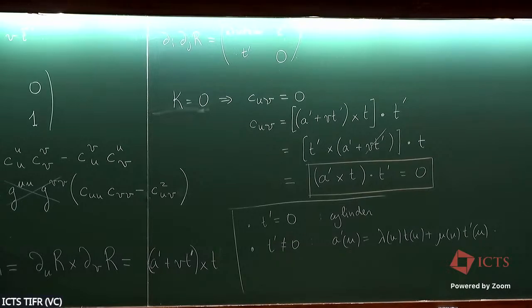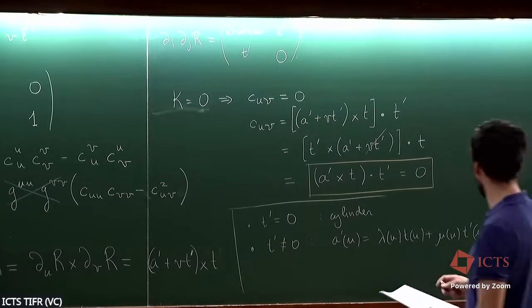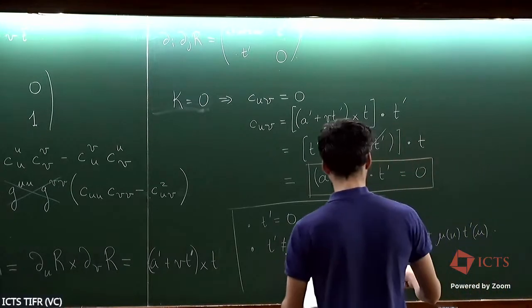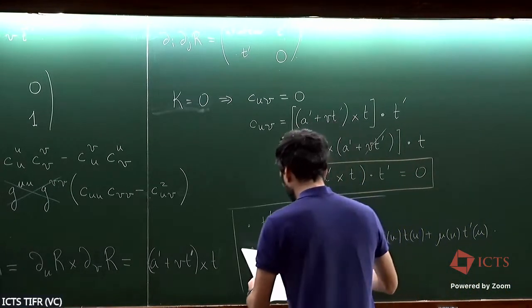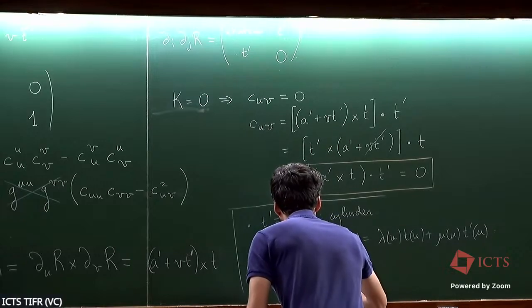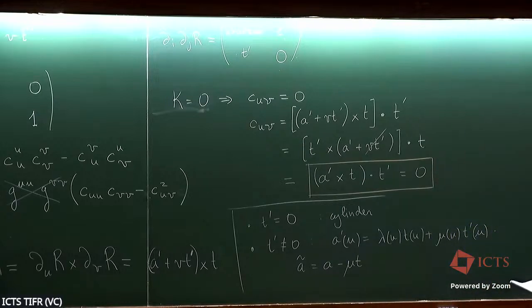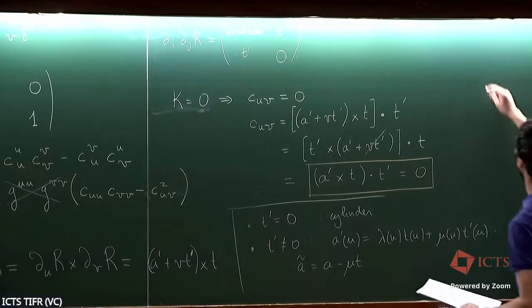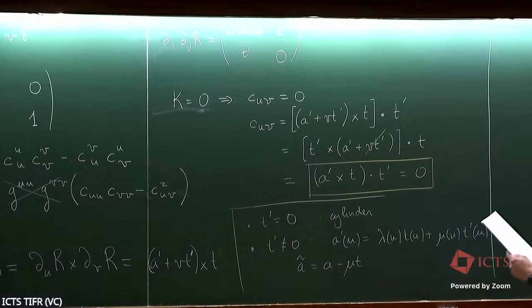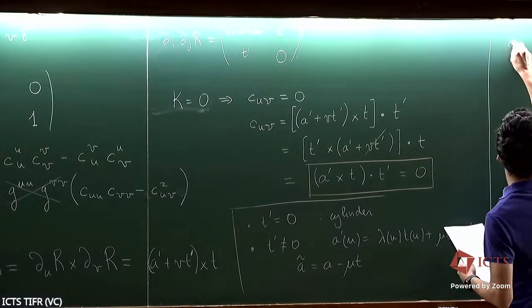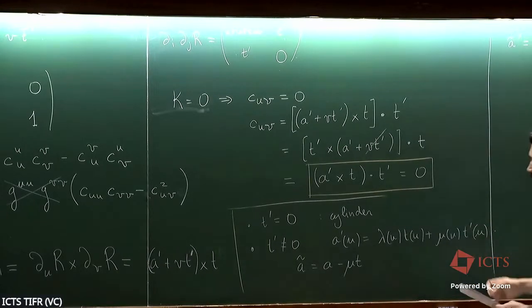Okay, and here I will shift the baseline. We'll define a tilde, which is a minus mu t, and which satisfies a tilde prime. So this is a prime minus mu prime t minus mu t prime.